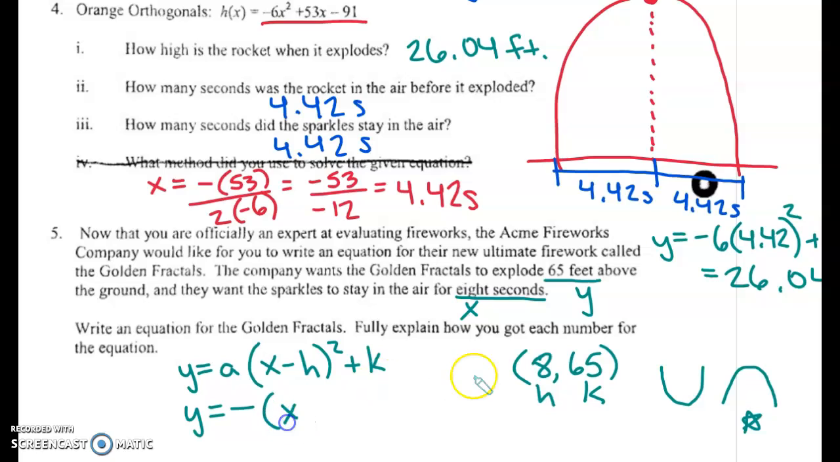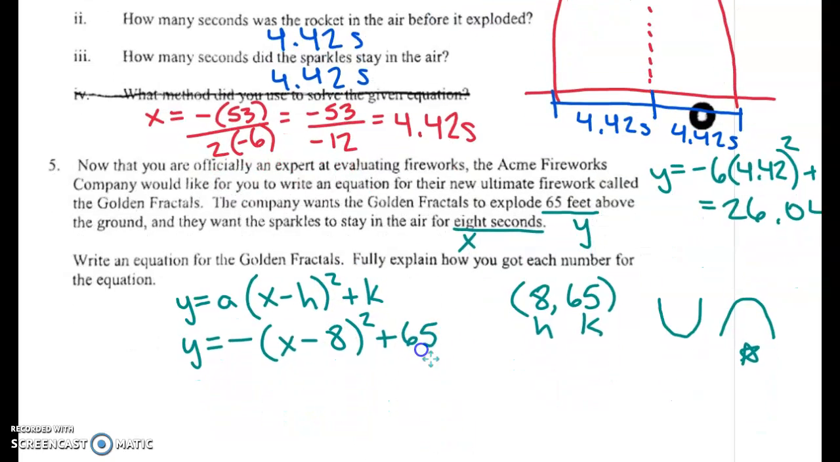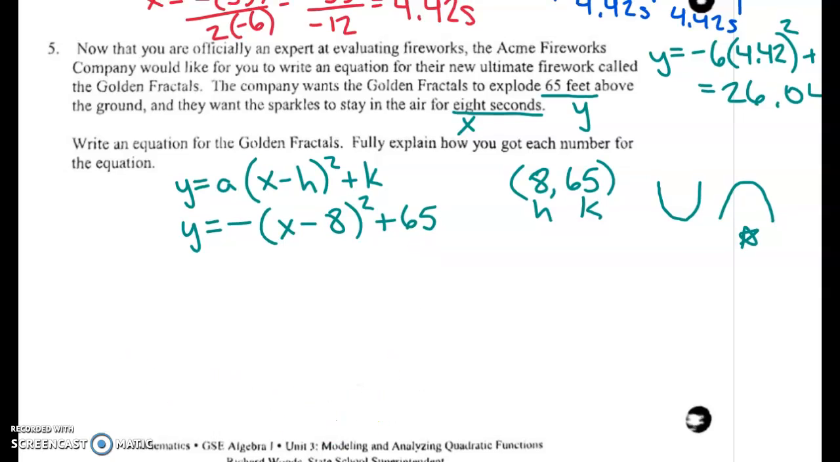Okay, then I'm going to plug in 8 for h, so minus 8 and then squared, plus I want the height to be 65. So you could leave this in vertex form, but all the other forms were in standard form. So do you remember how to turn vertex form into standard form? That's what we did on Monday. So let's see if you can do it. So remember, I like to keep the negative in the front and multiply out this x minus 8.